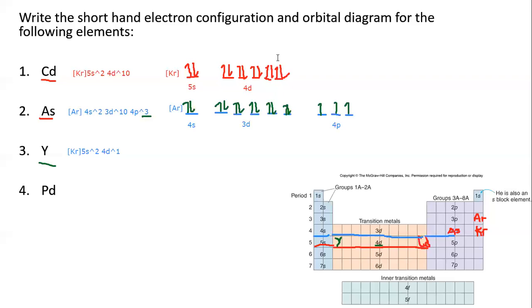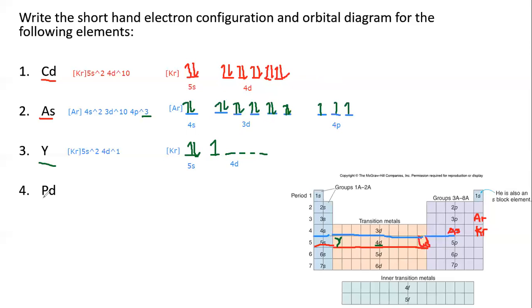And if we were to write the orbital diagram, we would start with krypton, 5s2. Even though there's only one d electron, you still have to draw all 5 dashes or boxes to signify that it's a d subshell. That would be the orbital diagram for yttrium.